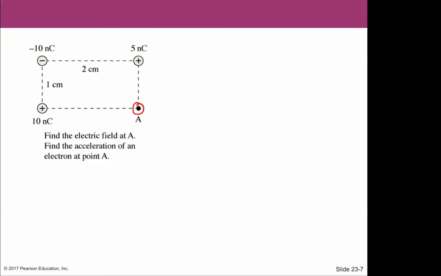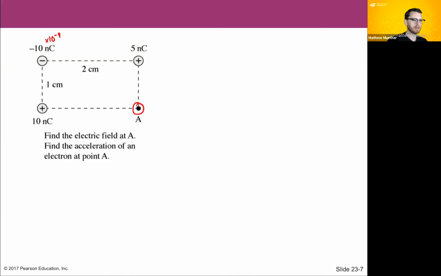Right. So we know all of our nanocoulombs are 10 to the minus 9 coulombs, right? Everywhere I have nanocoulombs, I can convert that. All our centimeters are 10 to the minus 2 meters. Okay, that's good.